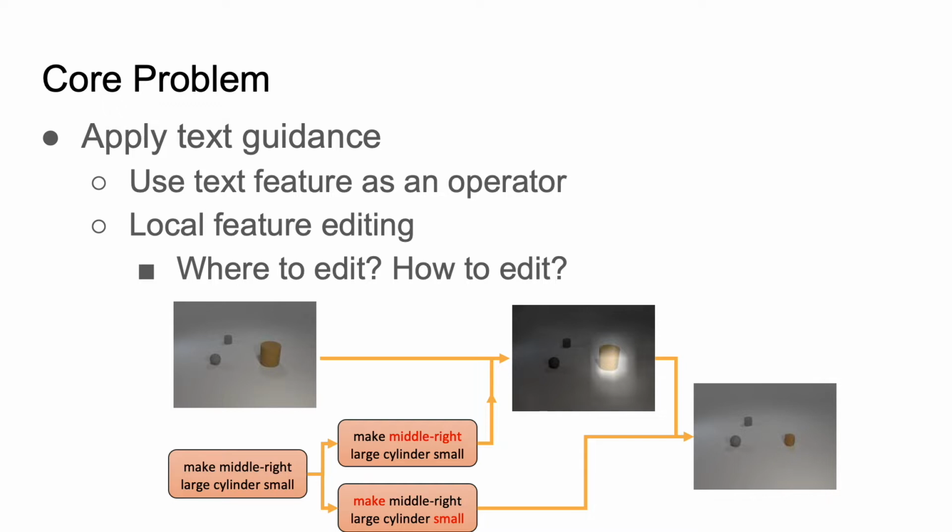So take an example here. Given the text input "make middle right large cylinder small", we want to use "middle right" to gain information about where to edit, and then we want to use "make" and "small" to get information about how to edit. And then we can first generate a spatial attention map to highlight the region that we want to edit, and then we can edit this highlighted region using the how-to-edit information. Then we can generate the final image.